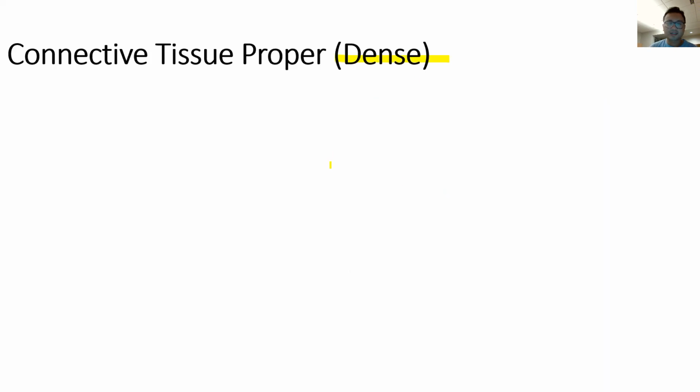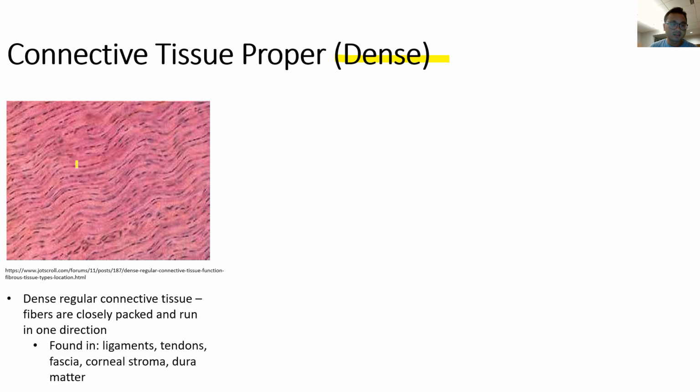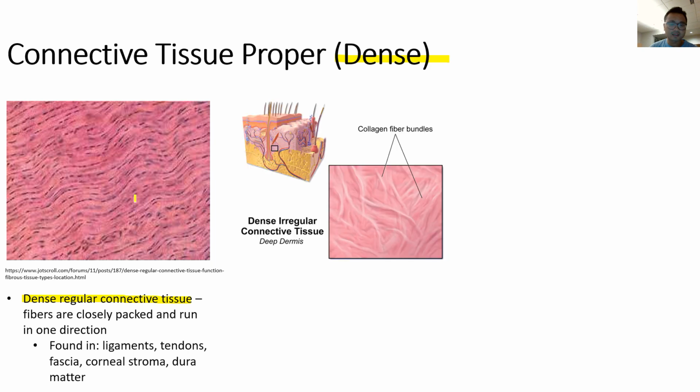Next, this slide is going to be dedicated to dense connective tissue proper. So dense connective tissue proper can be characterized as dense regular connective tissue. So it's dense because you don't see that white, you don't see that ground substance. The fibers are closely packed and run in one direction. So you can see these basophilic substances, which are going to be the nuclei of fibroblasts.